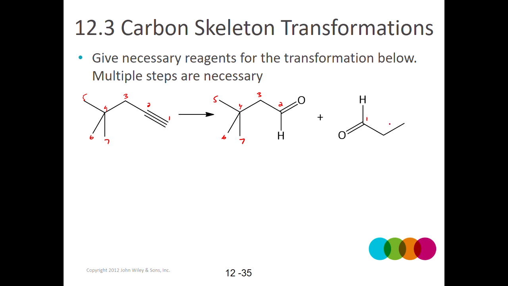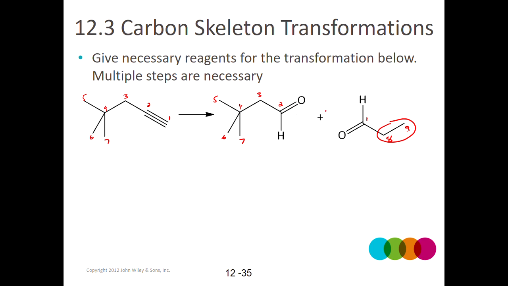So what's happening here? I've got 2 extra carbons. Call these 8 and 9. So somehow I have to add more carbons than 7 to get up to 9 total. Then I have to disconnect between 1 and 2. So this is adding carbons and then breaking them down.